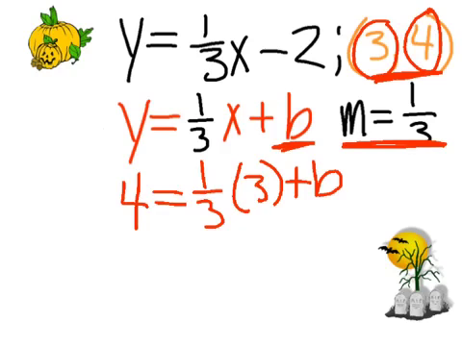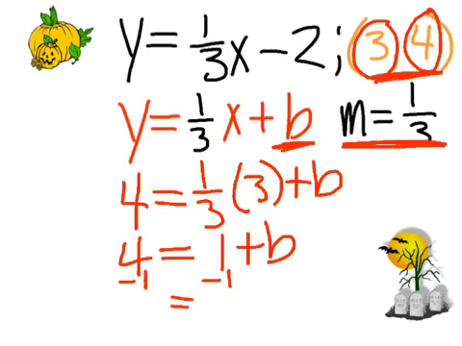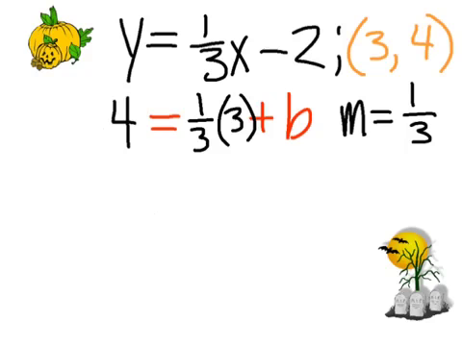We need to multiply 1/3 and 3. What's 1/3 times 3? So that's 1 plus b. How do we get our b by itself now? Right, we need to subtract 1 from both sides. So on the left we have 4 minus 1, which is 3. And on the right we have our b. So we know our b is equal to 3.